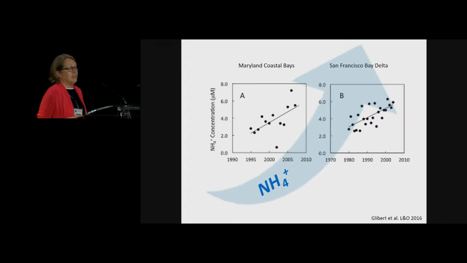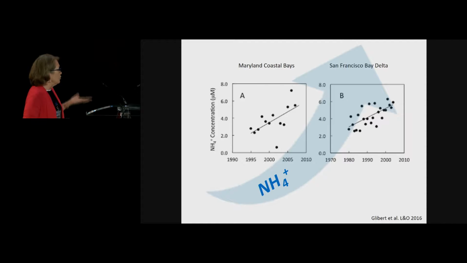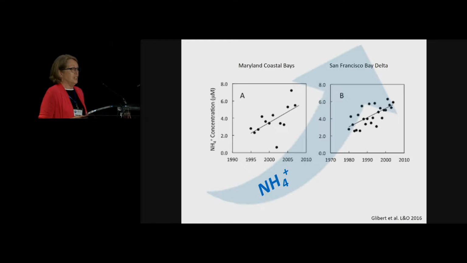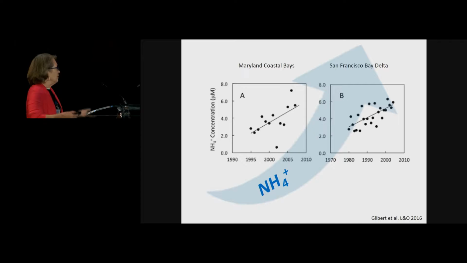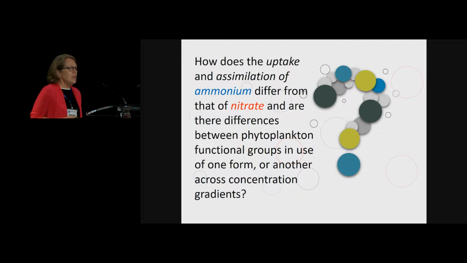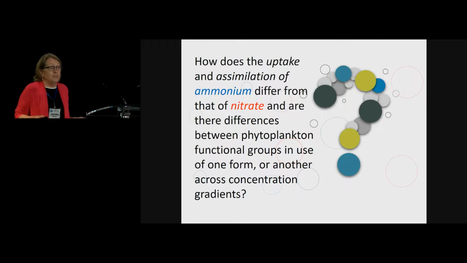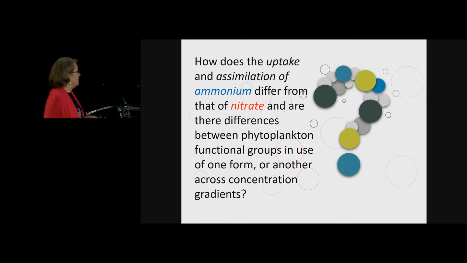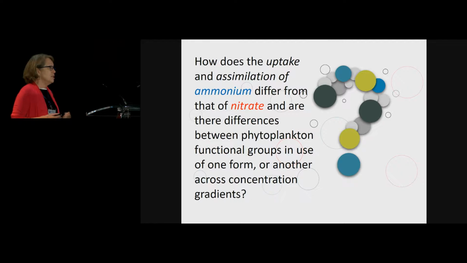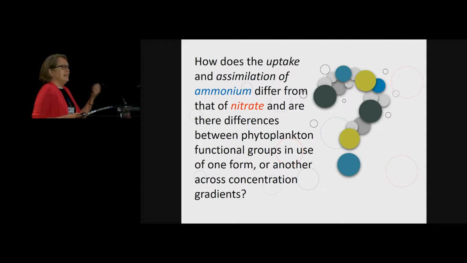I could put any of a number of examples here showing this trend in ammonium pollution, and we're seeing more atmospheric ammonium pollution as well, which ultimately winds up being aquatic ammonium pollution. So this raises the question, how does the uptake and assimilation of ammonium differ from that of nitrate? Are there differences between phytoplankton functional groups in the use of one form or another? And how does that change across concentration gradients? The key question that's being raised, of course, in eutrophic systems.